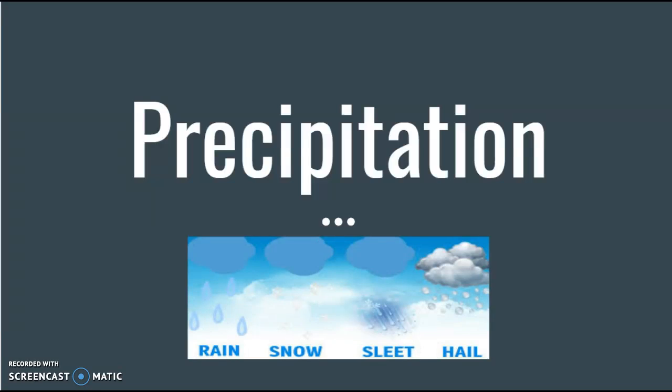Hello, class. Today we are going to talk about precipitation. Now, precipitation can be rain, snow, sleet, or hail. We are going to talk about what you remember from our unit on the water cycle, and we are going to talk about this part of the water cycle, which is precipitation. And then we are going to talk about what you can expect to learn next.